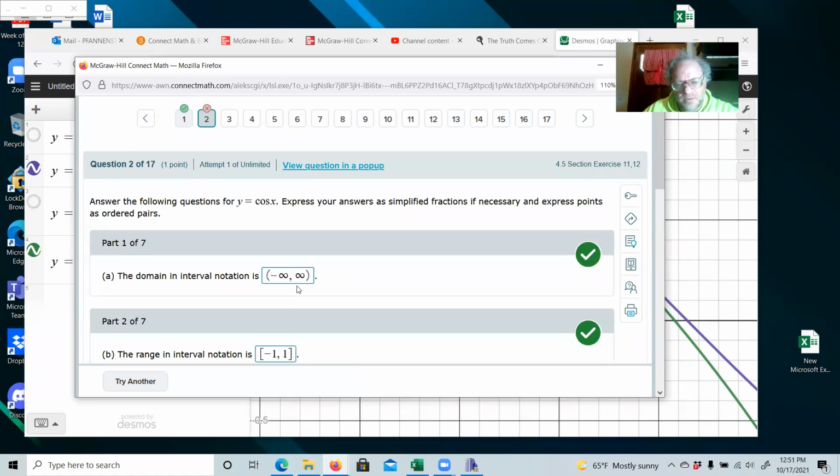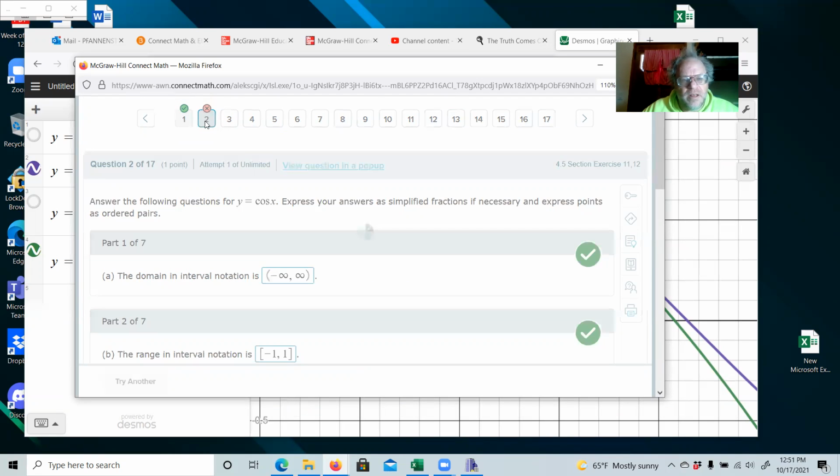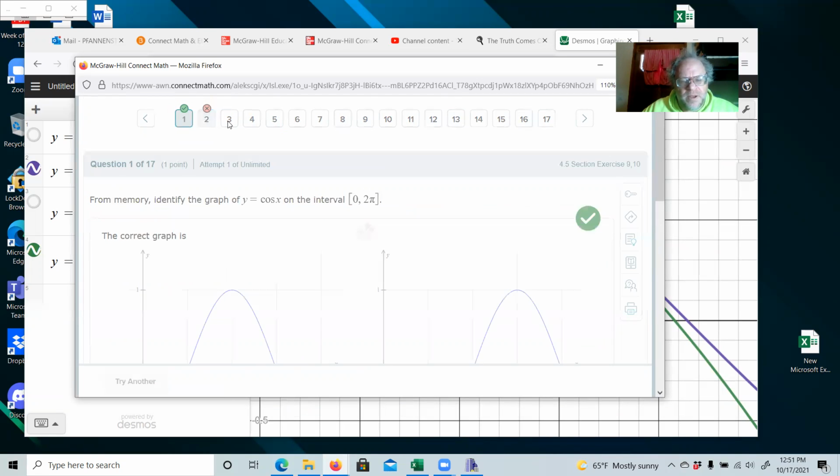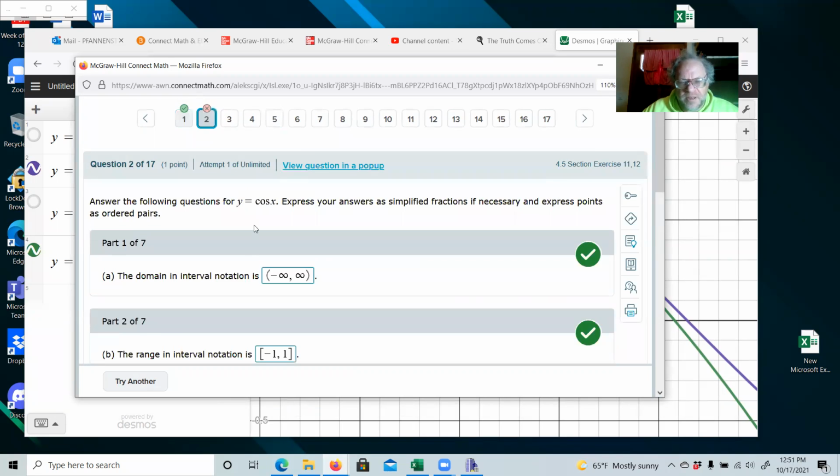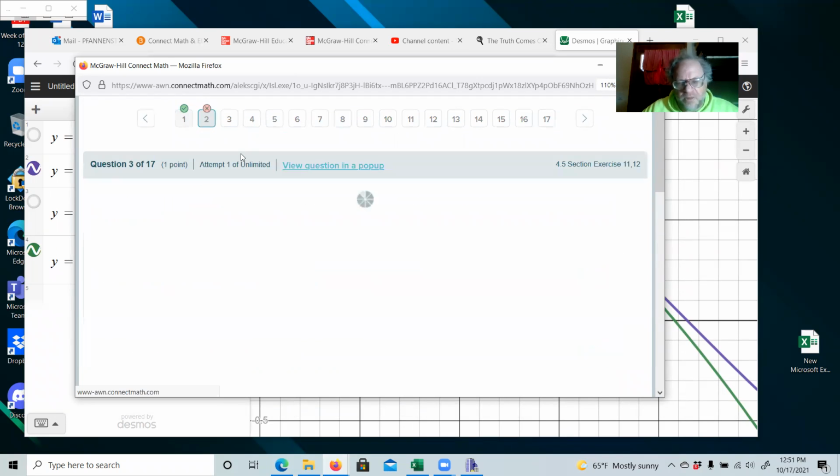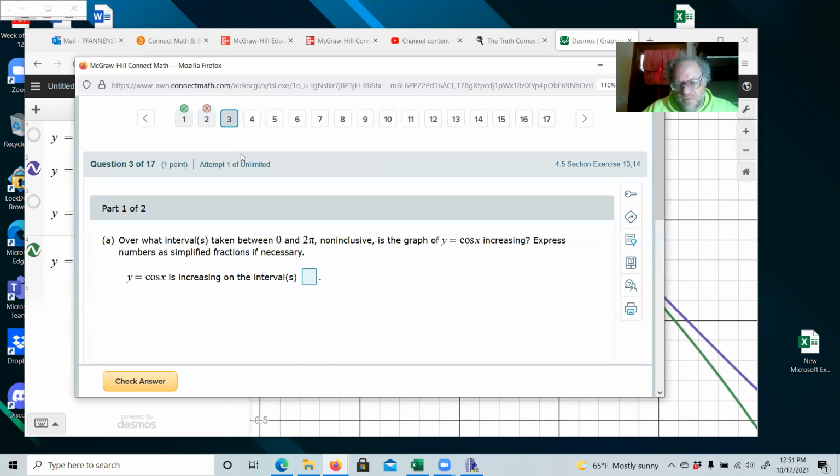All right, so that's what they want for that. So I'm going to stop us here. We will continue with the rest of them, and I think I'll have a chance to show you some other techniques of graphing it. So I'll stop us here, and we'll continue this in a moment.